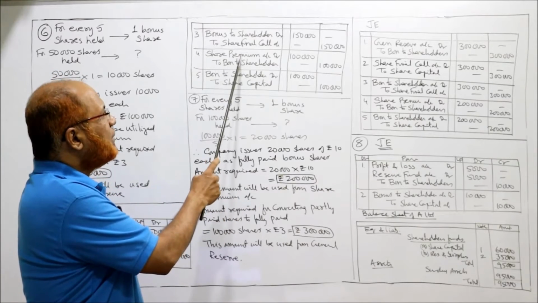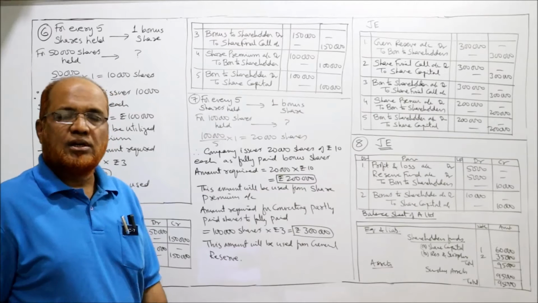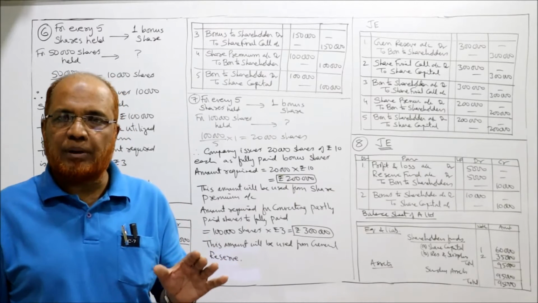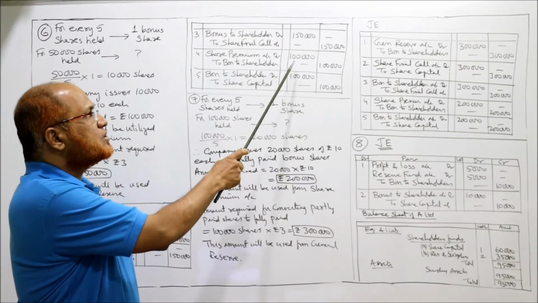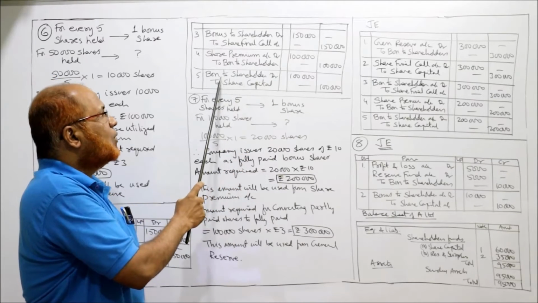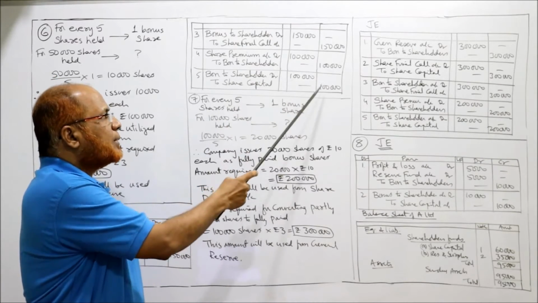Next, share premium account to bonus to shareholders. This is the amount withdrawn from share premium account for declaring free bonus shares. How much? 1 lakh rupees we require. Next, bonus to shareholders account to share capital, 1 lakh.